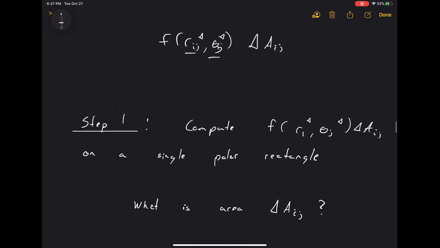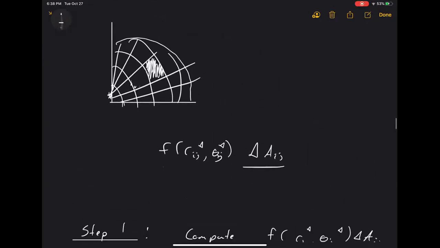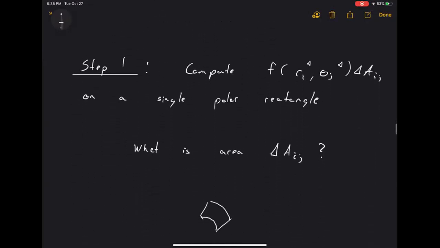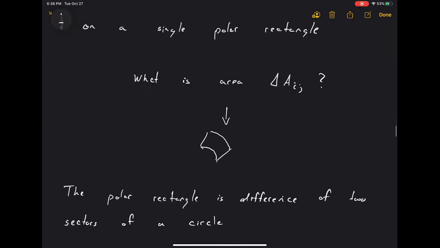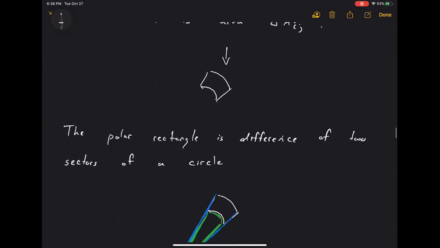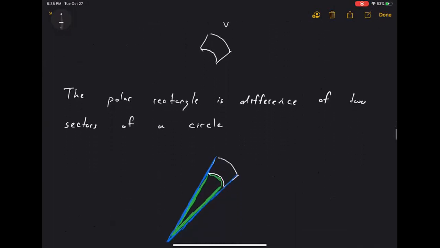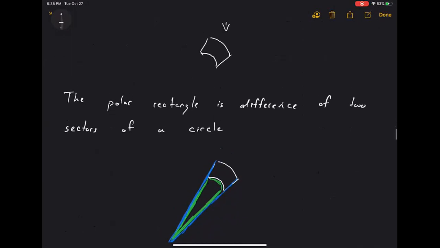So finding the height is not a problem, right? We just plug some point in our polar rectangle into our function, and that gives us our height. The problem is really, what is the area of each of those polar rectangles? What's the area of something like this?